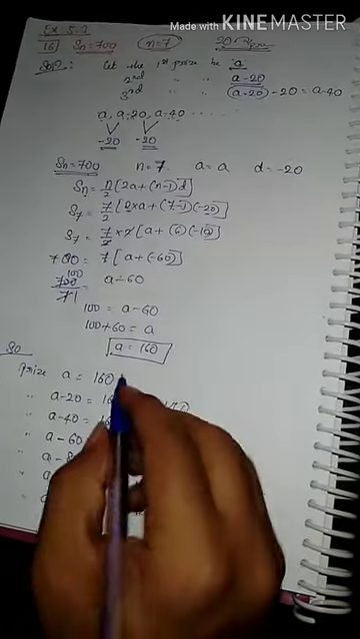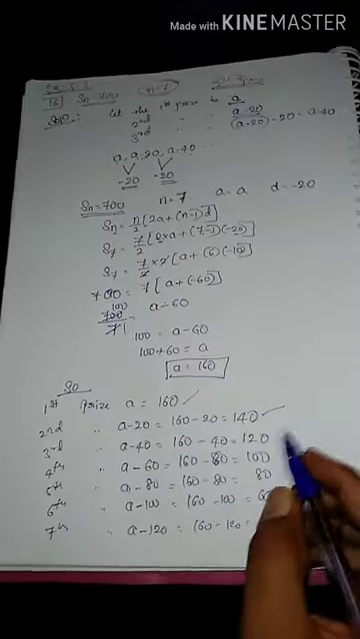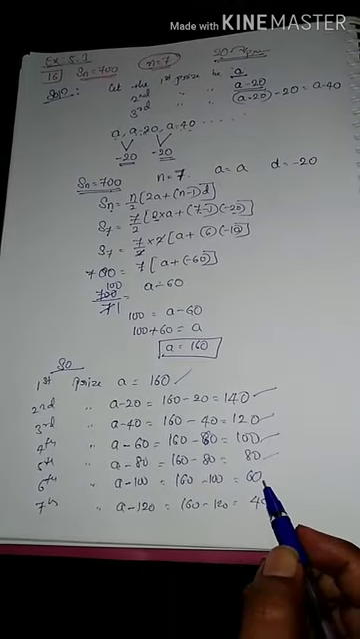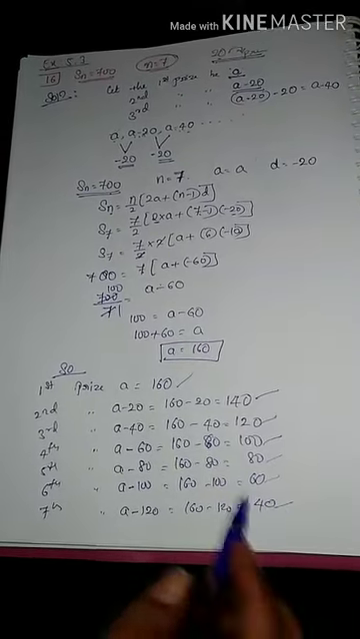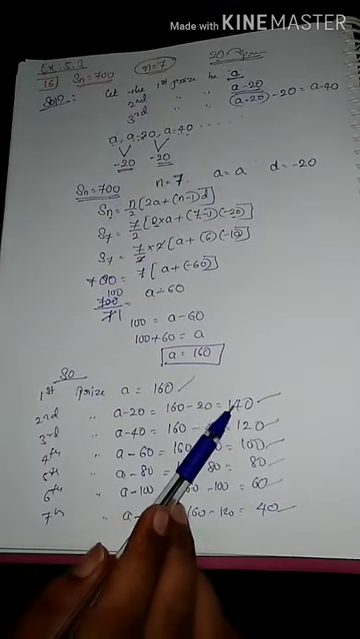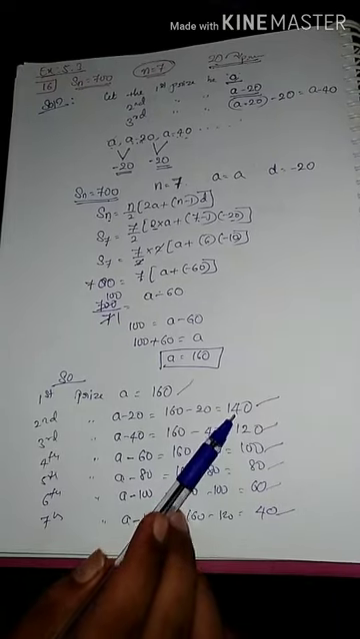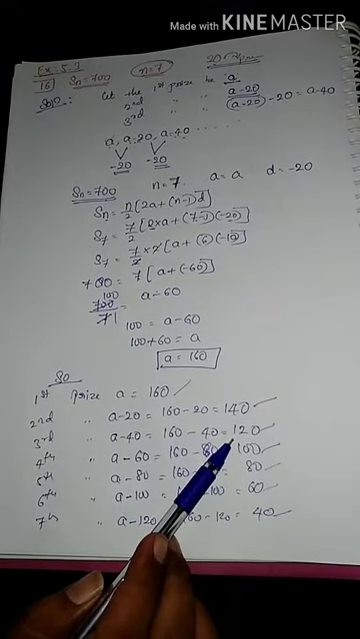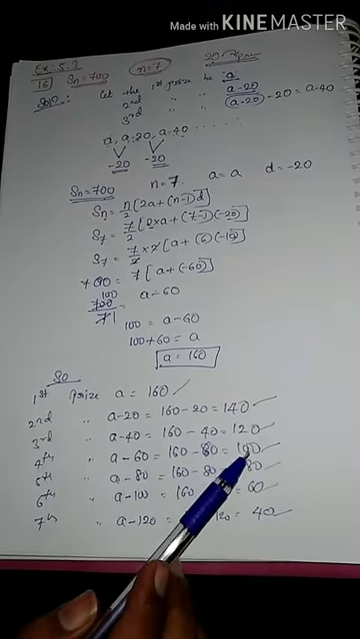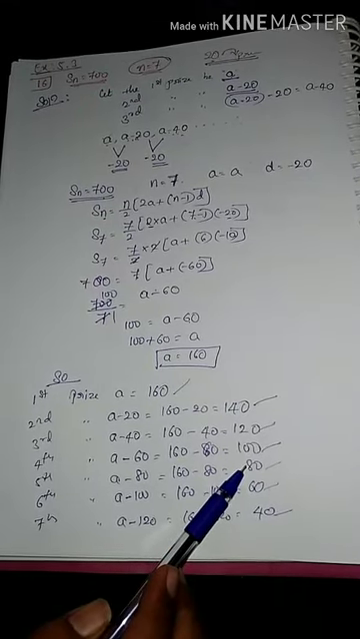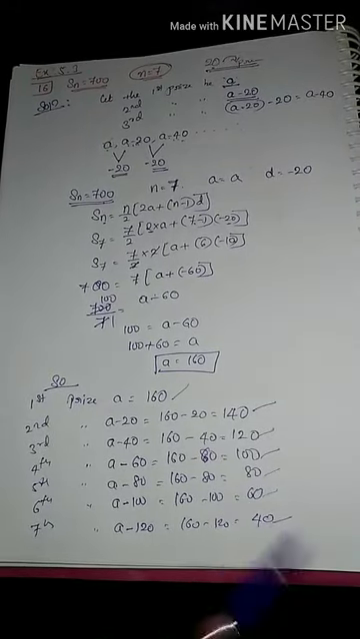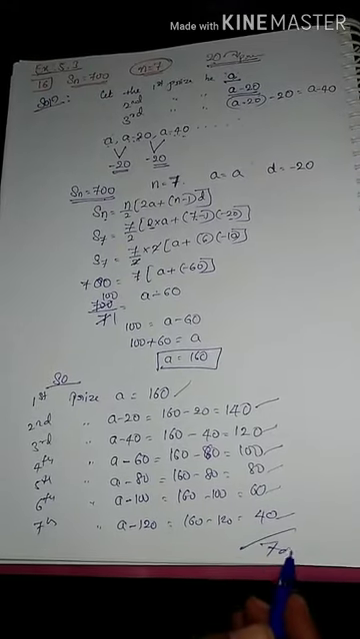See here, first prize is 160, second prize 140, third prize 120, fourth prize 100, fifth prize 80, sixth prize 60, seventh prize is 40, and sum of all these prizes become 700. 160 plus 140, 300, 300 plus 120, 420, 420 plus 100, 520, 520 plus 80, 600, 600 plus 60, 660, 660 plus 40 is 700.